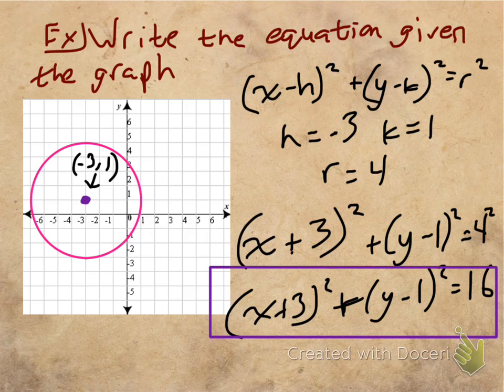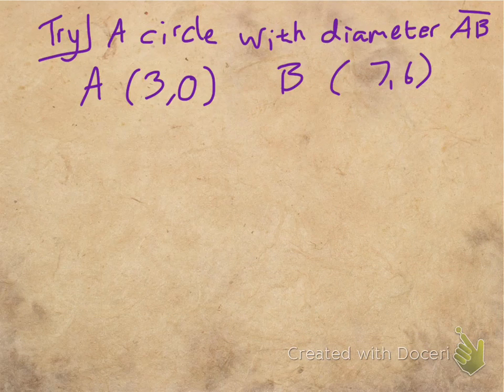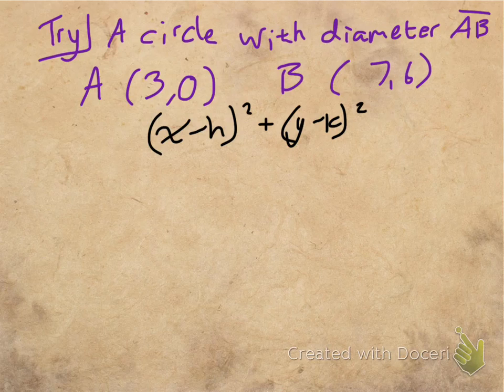All right, one more problem, and then you are done for the day. It says a circle has a diameter AB, and the point A is at (3, 0) and the point B is at (7, 6). So they want you to write the equation in standard form. So we have (x - h)^2 + (y - k)^2 = r^2. Well, do we have any of these? We don't have h, k, or r.